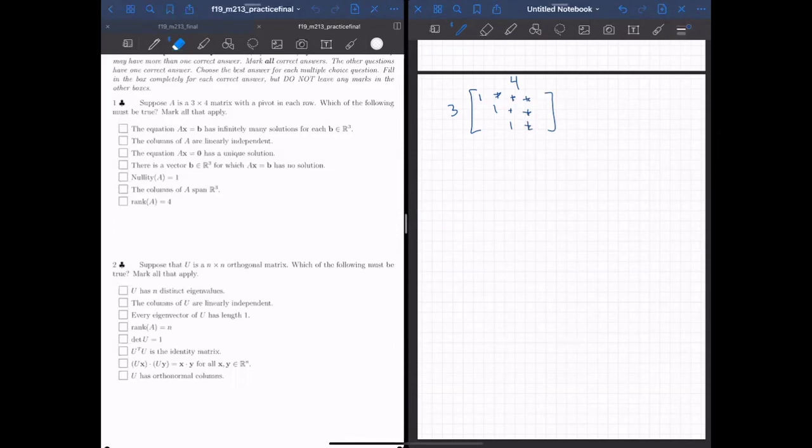Mark all that apply. So the first one is the equation AX equals B has infinitely many solutions for every B in R3.